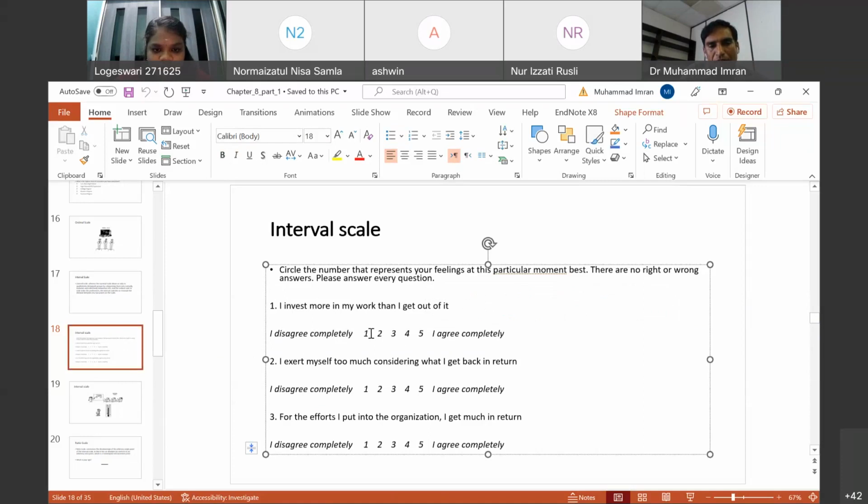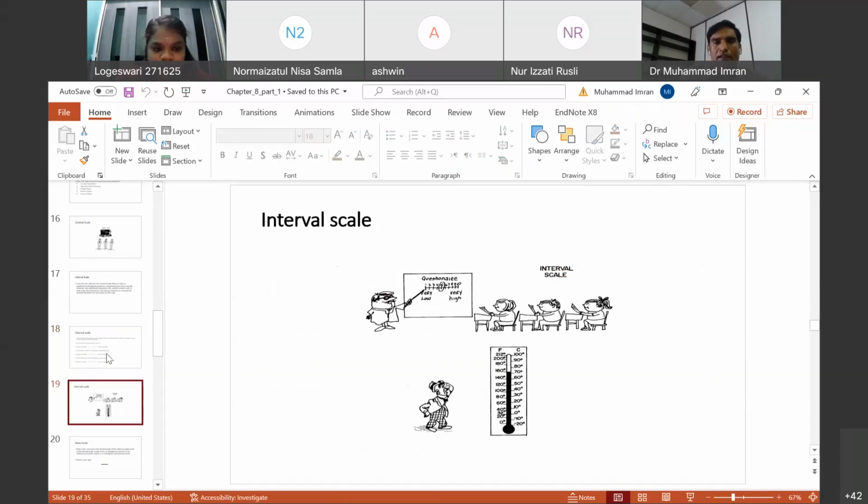What is the interval between 1 and 2? 1. What is the interval between 2 and 3? 1. What is the interval between 3 and 4? 1. What is the interval between 4 and 5? 1. Understand? We can also see the rank here: in this one is the bad, in this one is the good, the upper one is the good, and this one is the center one.